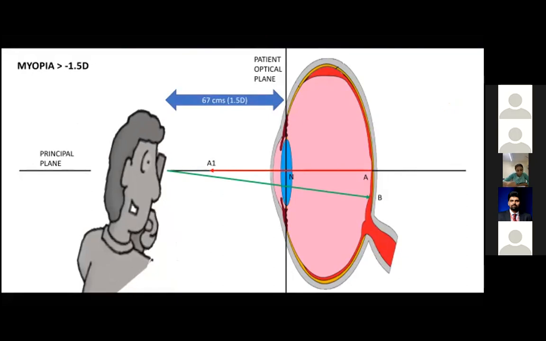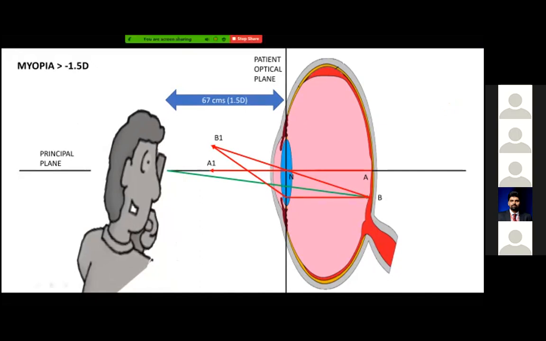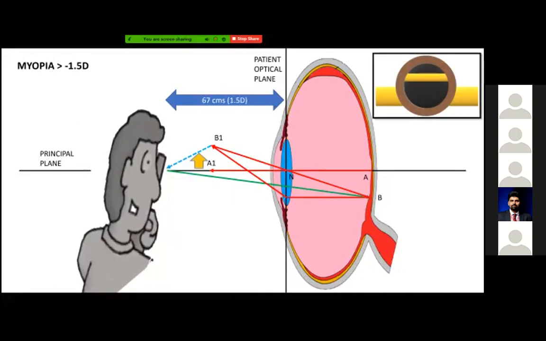And to see how the point B reflects back, we have to follow the two-ray diagram which I had shown you earlier. So point B will project onto B1. And now the point B1 with respect to the retinoscope can be seen with this blue dotted arrow. And since B1 is above the principal plane with respect to the retinoscope, that's why the movement of the pupil reflex will be in the opposite direction. So in a myopia of greater than minus 1.5 diopters, we'll get an against motion.